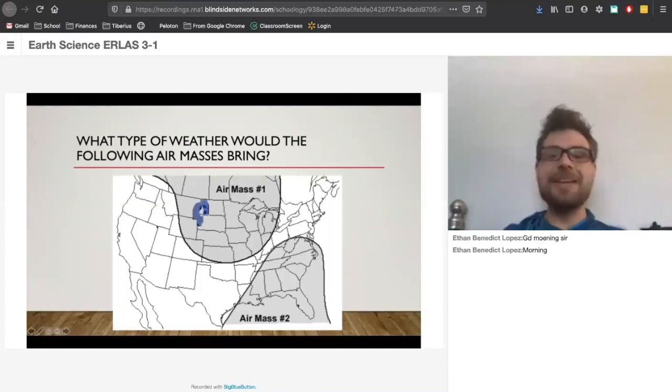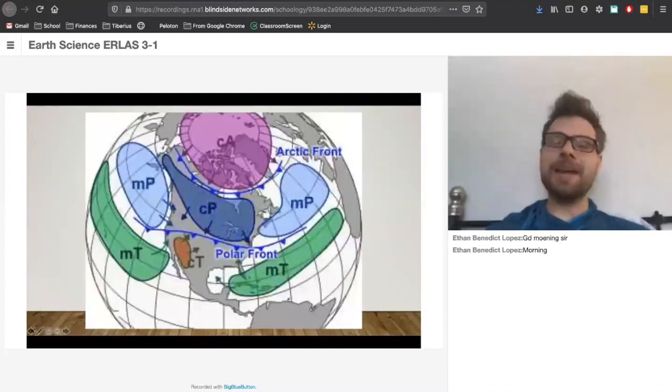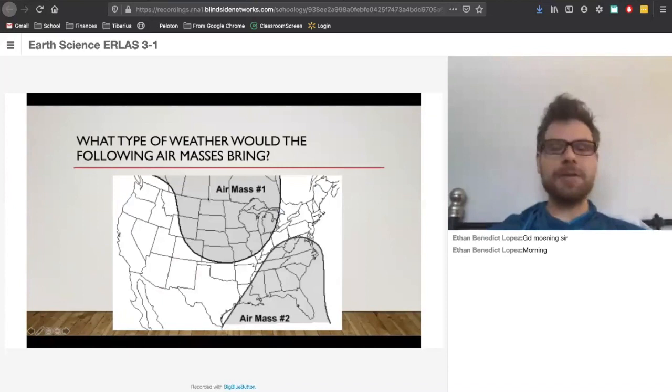Yeah, Canada is cold and Canada is dry. So this is going to be a cold air mass, which is P, and a dry air mass, which is C. So this is a CP air mass.